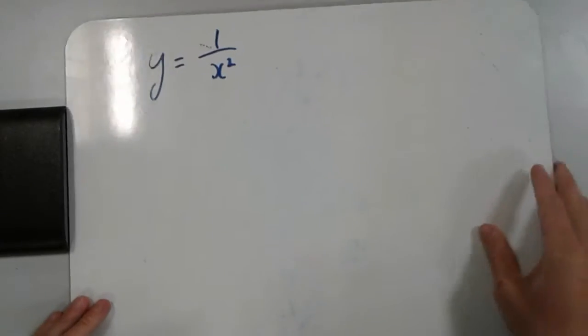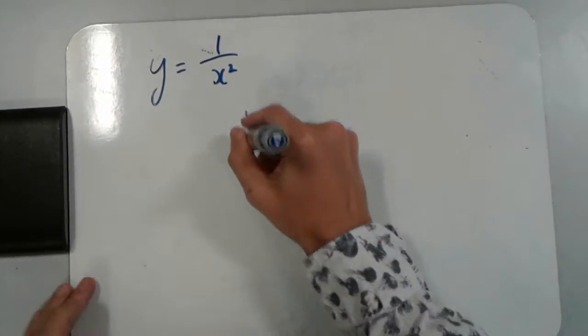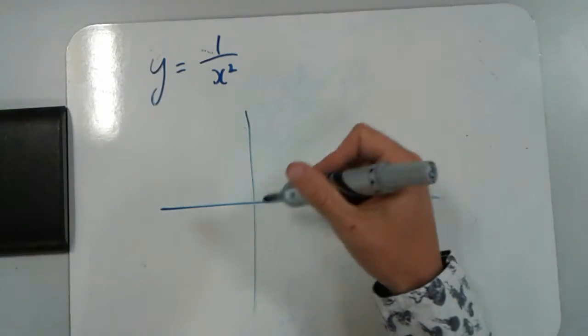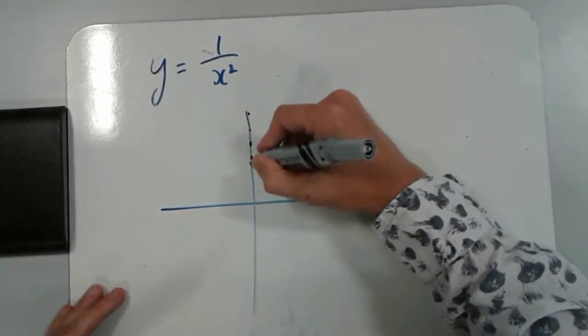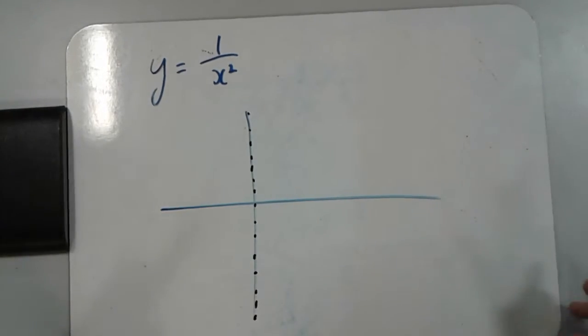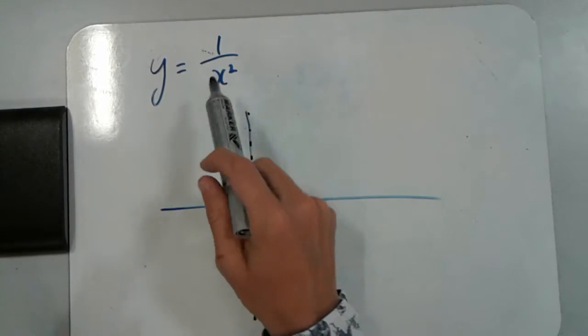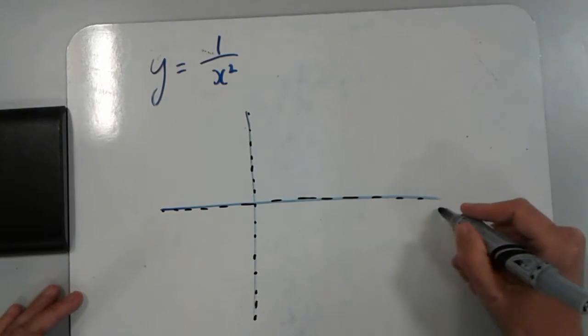Okay? Similar idea for when we're sketching y equals 1 over x squared. Set x to 0, try and find a y-intercept. We can't divide by 0, but that does tell us that we have an asymptote. Try to set y to 0. There's no number I can divide 1 by to get 0. We have another asymptote.